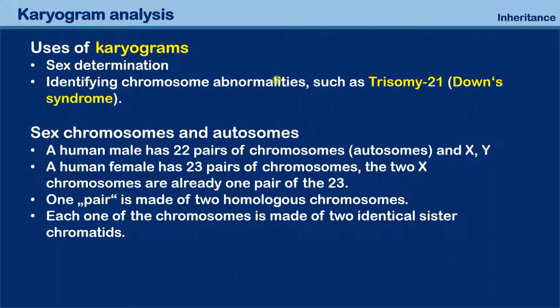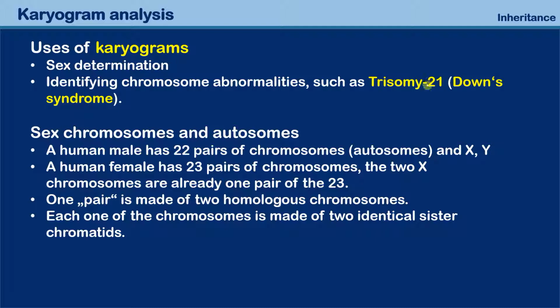Karyogram analysis. What is a karyogram? A karyogram is when you take a cell, a dividing cell, in most cases of a human being, and you look at the chromosomes and you can say something about the gender, that's the sex of the person. And you can also identify certain chromosome abnormalities such as trisomy 21 or Down syndrome.